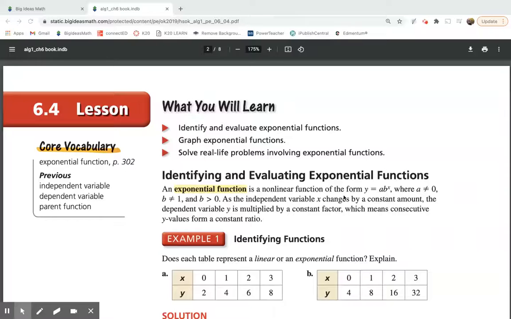This is lesson 6.4. We are doing exponential functions. Okay, so it says an exponential function is a non-linear function. So before we've only dealt with linear, which means a straight line. Non-linear means we're going to look at stuff that is not a straight line.